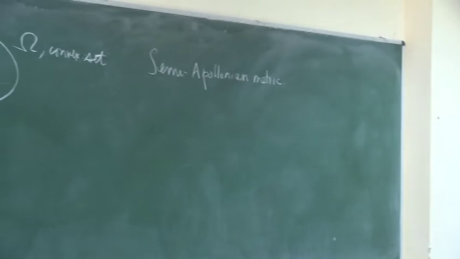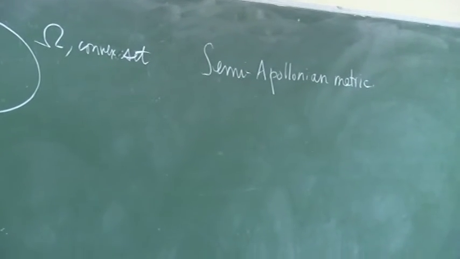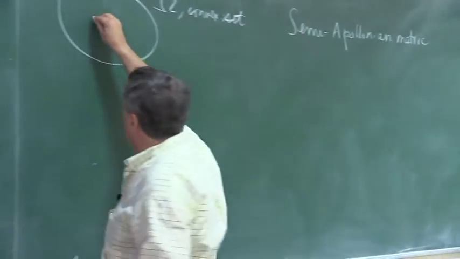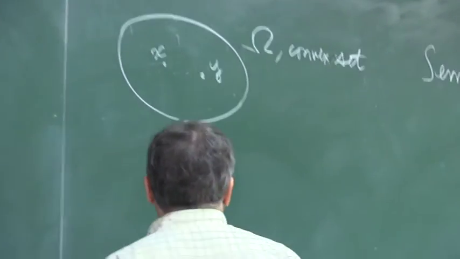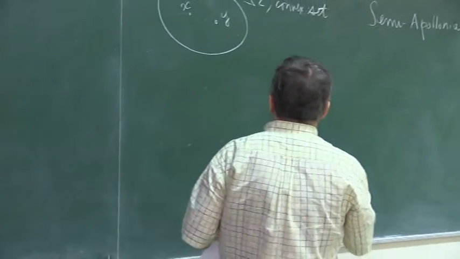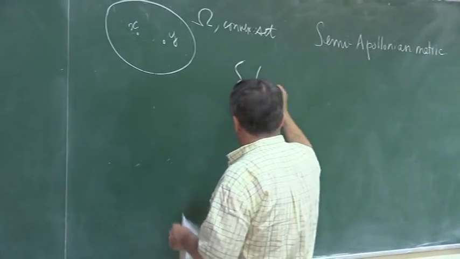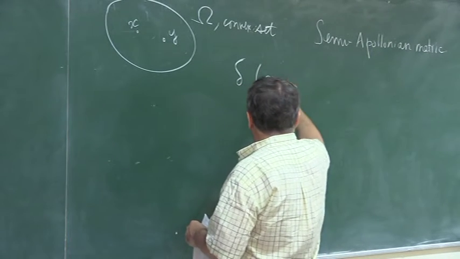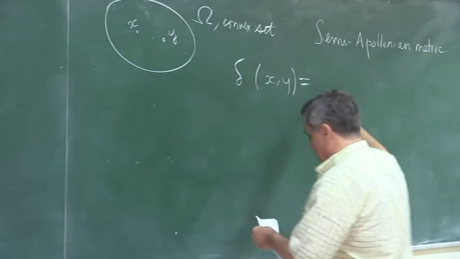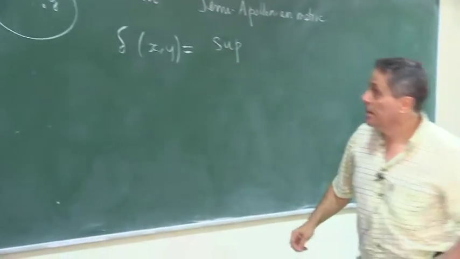I just wrote the name. Okay, because I think I said the name. Okay, so this is defined in the following way. We have 2 points, x and y, and I want to define the distance between x and y, and this is the supremum.